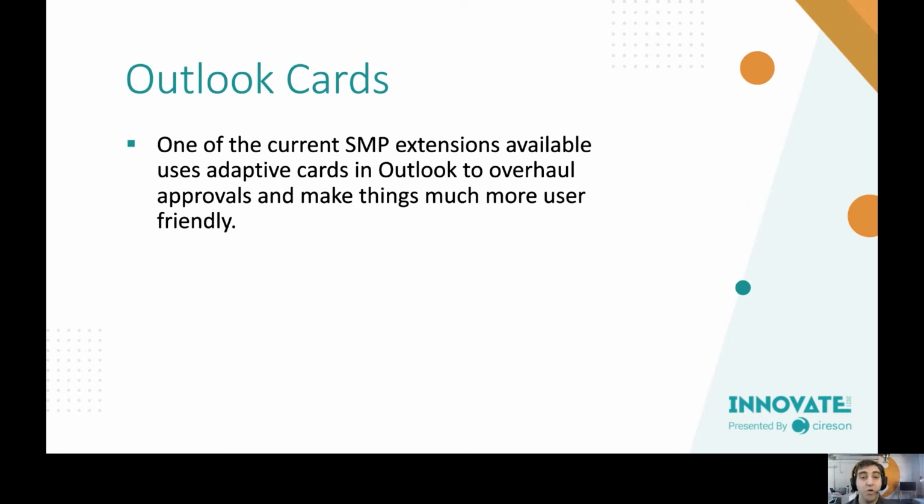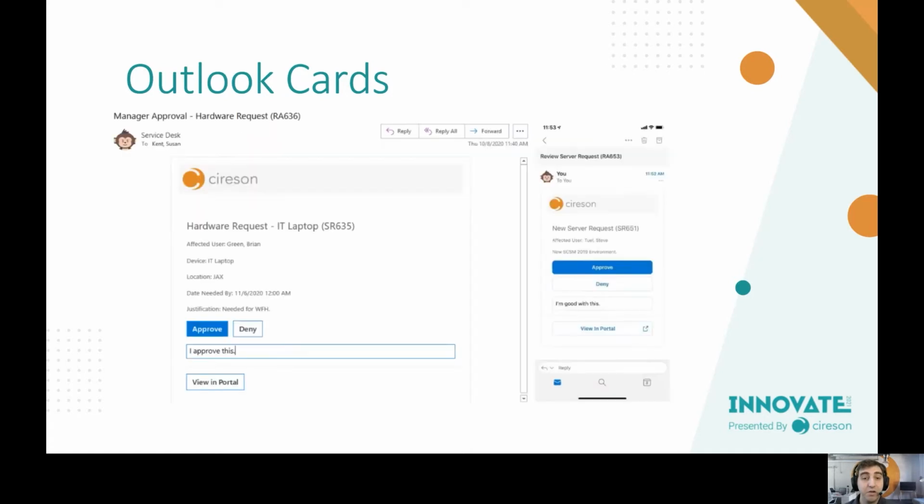Well, as it turns out, one of the existing add-ins that we have for SMP currently streamlines approval processes using adaptive cards, which makes things much more user-friendly. In the screenshots here, we can see that we have a new hardware request for an IT laptop. In this instance, the adaptive card is rendering right to Outlook with action buttons to either approve or deny the request on the spot. No need to go into the portal, which streamlines the experience for all users, making the application and the process easier to use and saves a bunch of time for everyone.